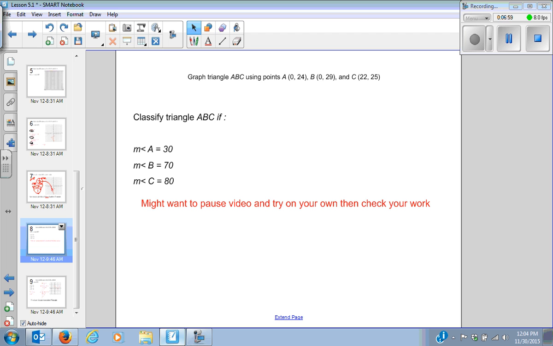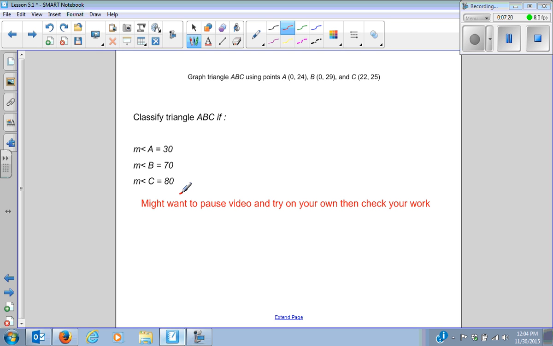All right, the last one we're going to go through. Like I said, I wasn't going to make the slides too long. So graph this using these points, and then classify it. Find angle A, angle B. Like I said, you might want to try this on your own and then check your work and see how you're doing. Right here, because all these angles are less than 90, I can call it acute. So I know by its angles, it's acute.